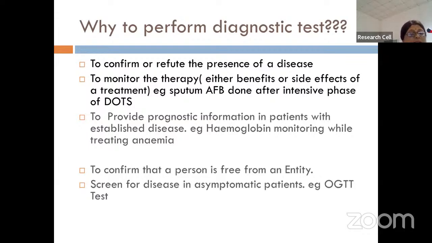Then a diagnostic test can be done to confirm that the patient is free from the entity. Again, the same example: after completion of DOTS therapy, we do the sputum microscopy. And if the sputum microscopy is negative, then we declare that the person is free from tuberculosis. So it can be done to see whether the patient is free from that entity. And of course, it is done as a screening for a symptomatic patient. An example is the oral glucose tolerance test.